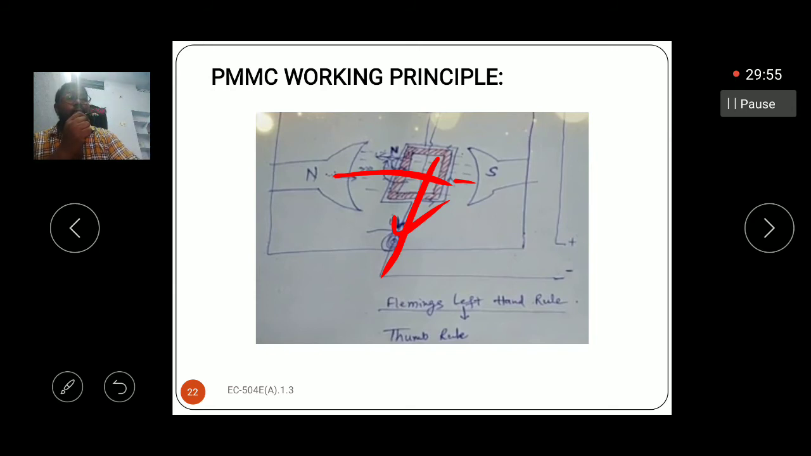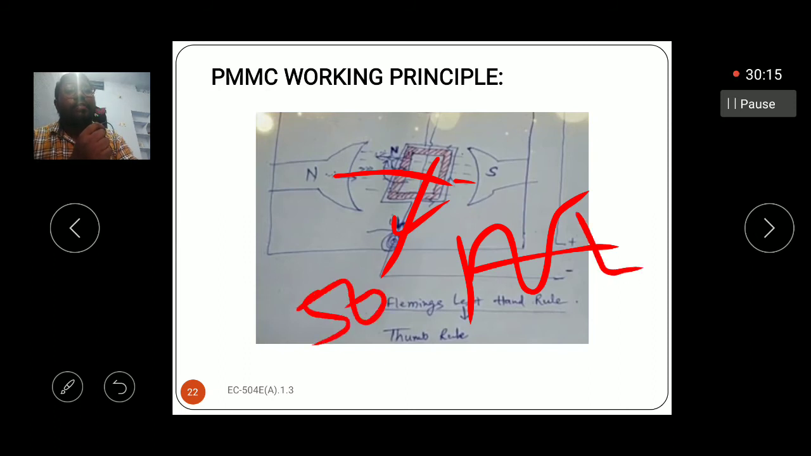AC supply. What happens? That means 50 hertz. In 50 hertz, there are 25 positive cycles and 25 negative cycles within a second. The frequency of this input signal is 50 hertz if you are using an AC signal. The positive is connected to the coil positive terminal, and the negative is connected to the coil negative terminal. Then a 50 hertz input signal is given to this PMMC instrument.